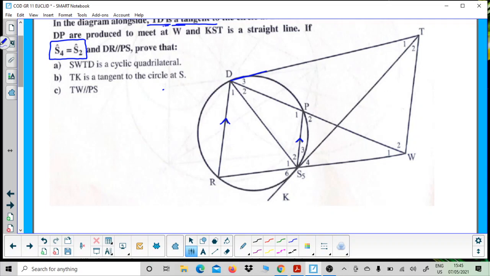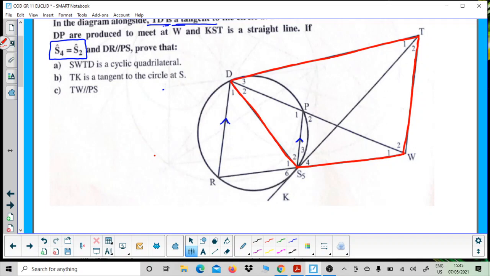For us to really get there, I'm going to highlight the cyclic quad that we have. So we have SW. This is the shape that we want. So this is the shape. I think we can see the shape. This is the shape that must be the cyclic quad. SWTD. SWT. Okay, I believe this must be the shape.